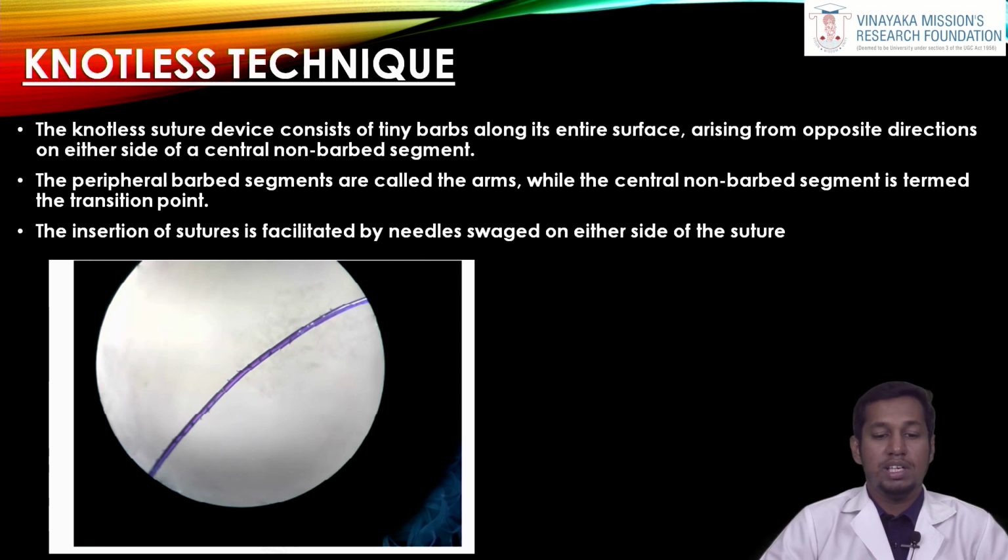The insertion of the needle is facilitated by the needle edge, and the central non-barbed segment is termed the transitional point. Like a normal needle holder, we can take it, insert the needle on either side of the flap, and just leave it. That is why it is called a knotless suture, because we are not putting a knot. So how does the suture stay? The suture stays with the help of the barbs, which are called arms. That provides the strength and stability of the suture after the suturing technique.